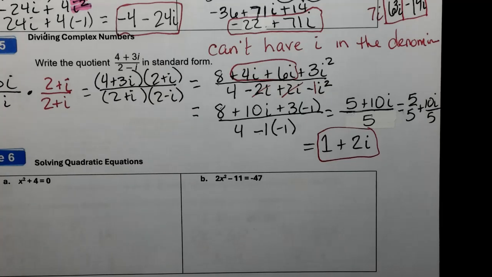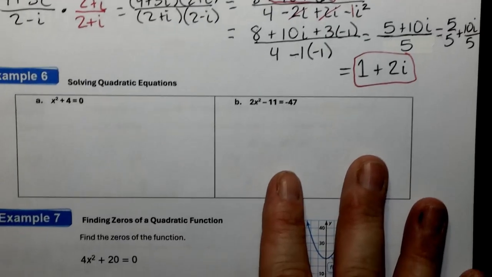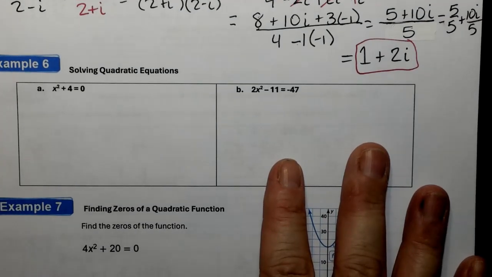And I checked to make sure I wasn't making any magic happen with this one. Don't know what I got going on lately, but that is what it is. All right, so moving on to example 6.